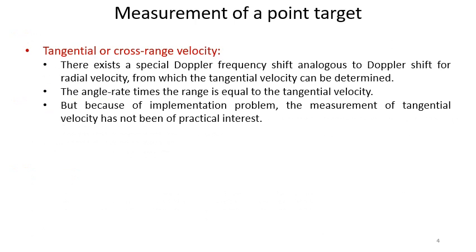Next one is the tangential or cross-range velocity. There exists a special Doppler frequency shift analogous to the Doppler shift for radial velocity, from which the tangential velocity can be determined. The angle rate times the range is equal to the tangential velocity. But because of the implementation problem, the measurement of tangential velocity has not been of practical interest.